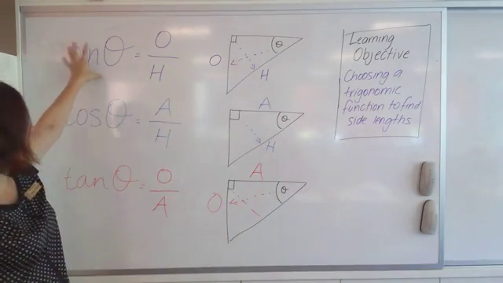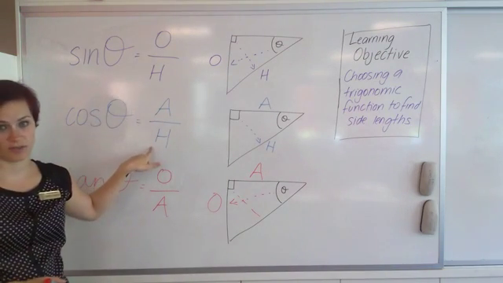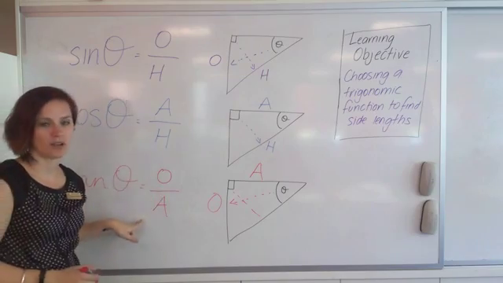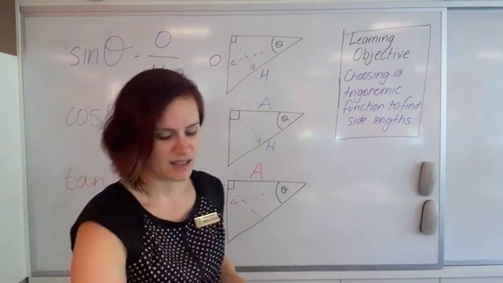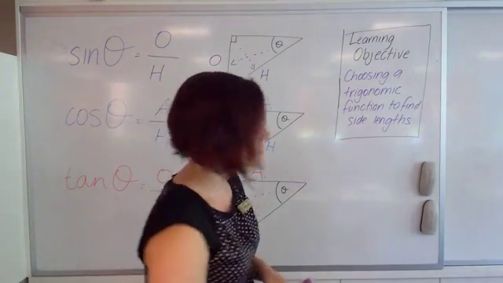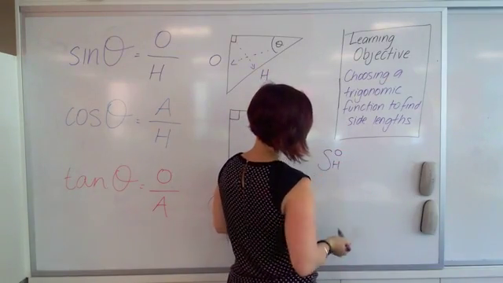So sine is opposite over hypotenuse, cos is adjacent over hypotenuse, and tan is opposite over adjacent. When I say over, I mean divide. And there's lots of different ways you can learn how to remember these things. So one good one is to write it down like this.